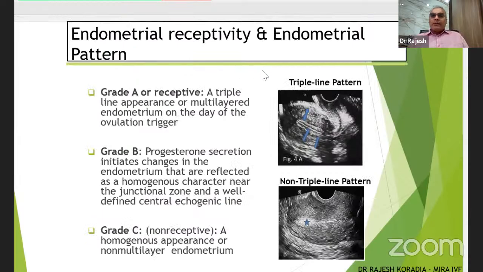Now, what is the significance? What is the correlation between receptivity and endometrial pattern? Grade A is a receptive endometrium, a triple line appearance or multi-layered endometrium on the day of the ovulation trigger. Grade B is where progesterone secretion has initiated changes in the endometrium, reflected as a homogeneous character near the junctional zone and a well-defined central echogenic line. Grade C is non-receptive, a homogeneous appearance of non-multi-layer endometrium.